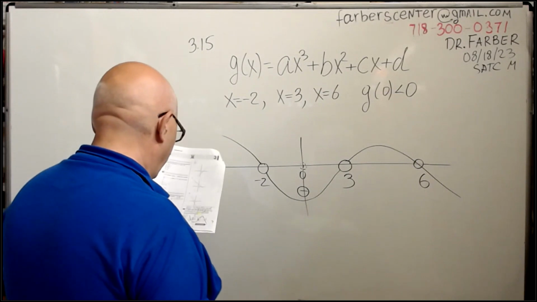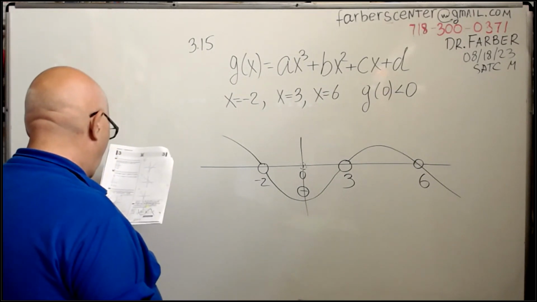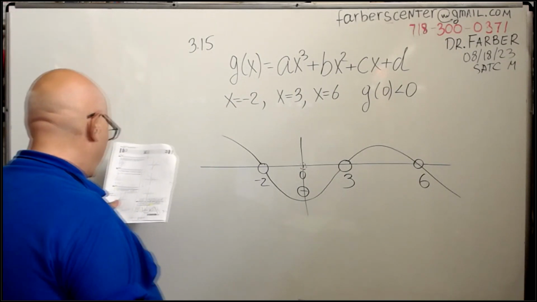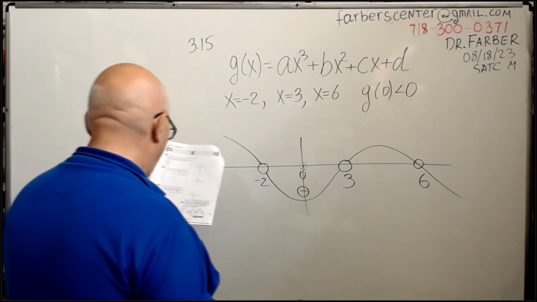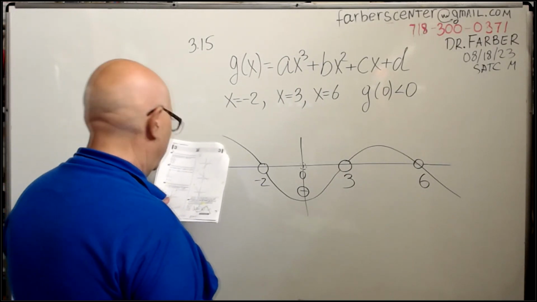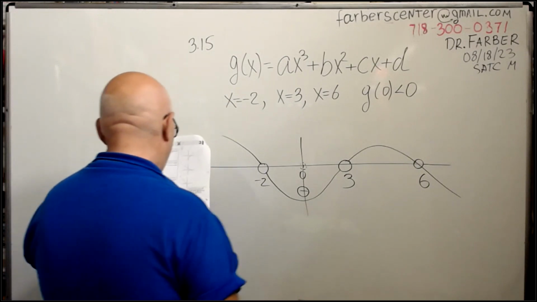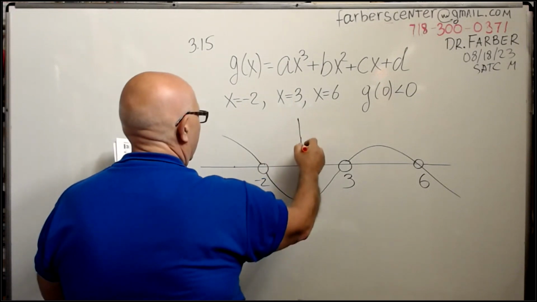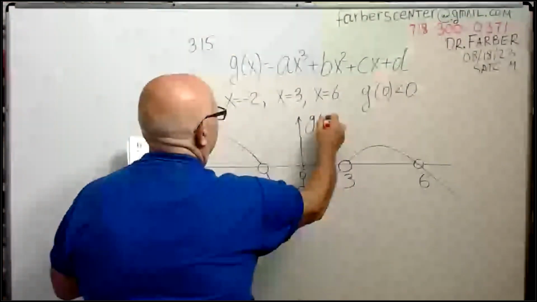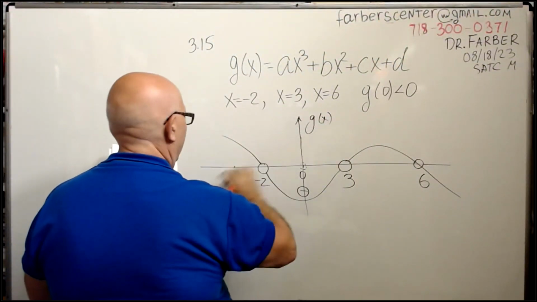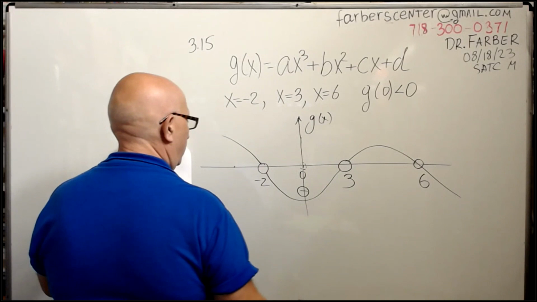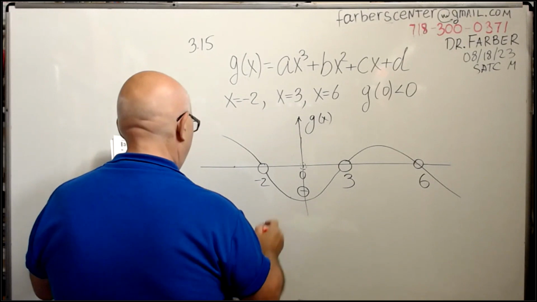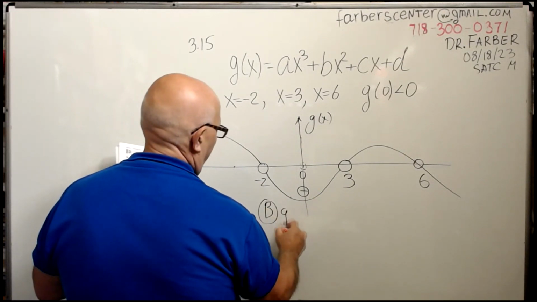Now they ask you which of the following must also be negative. Look at this. If you have g(-3), this is g(x). -3 is positive, not good. -1 is negative. So the correct answer is what? D. g(-1). Just make a sketch.